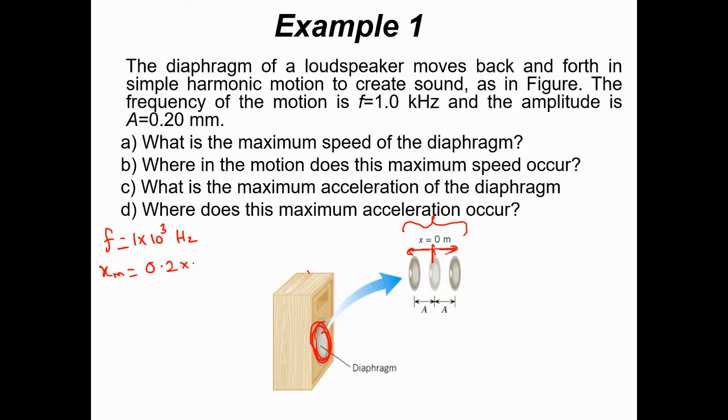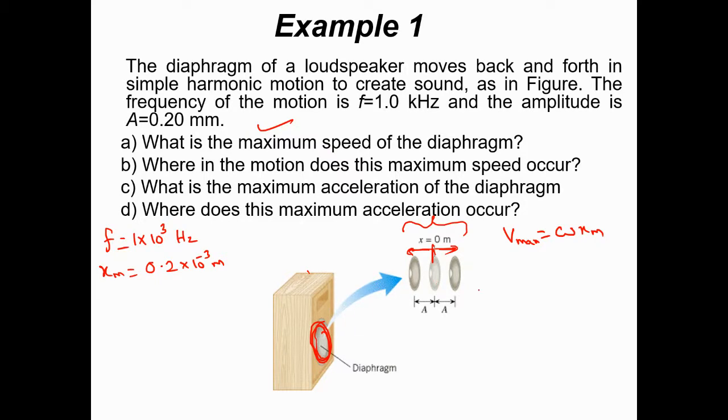0.2 millimeter. That means 0.2 multiplied by 10 to the power of minus 3 meters. Am I right? Yes. Okay. Now, could you please calculate what is your maximum speed? What is the formula for maximum speed? The formula for the maximum speed is equal to omega xm. Am I right?